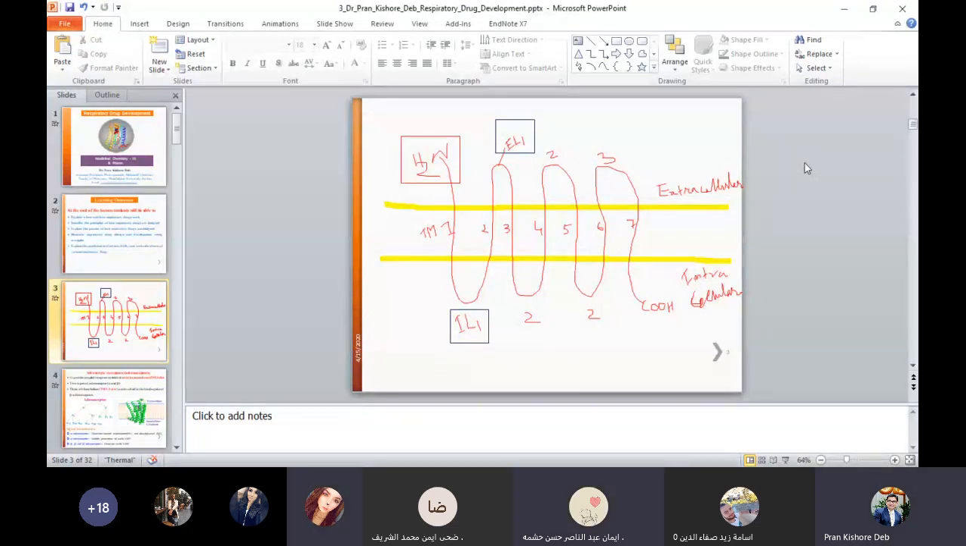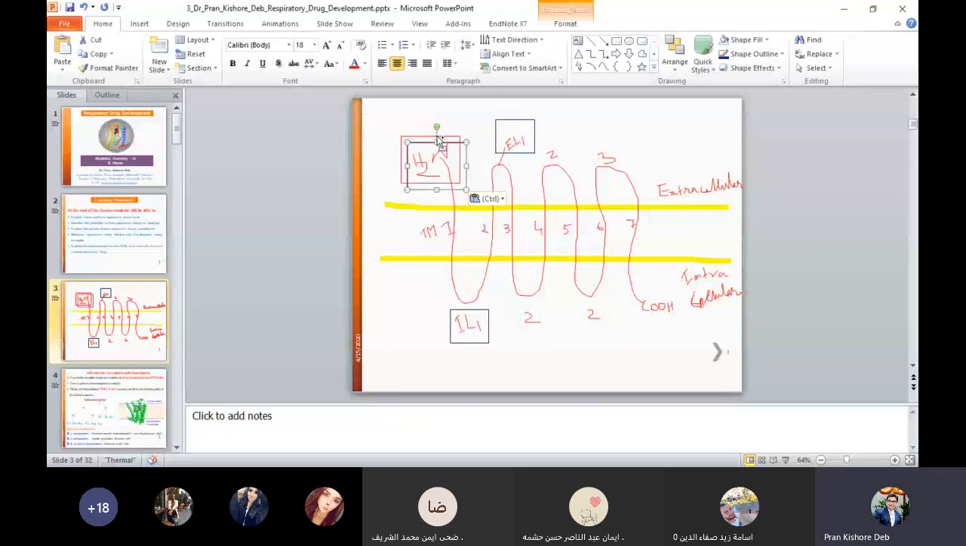Three intracellular and three extracellular loops, correct? Which are connecting the seven transmembrane helices. So you have a clear idea about how the receptor is present inside the cell, right? Is it clear, all of you?